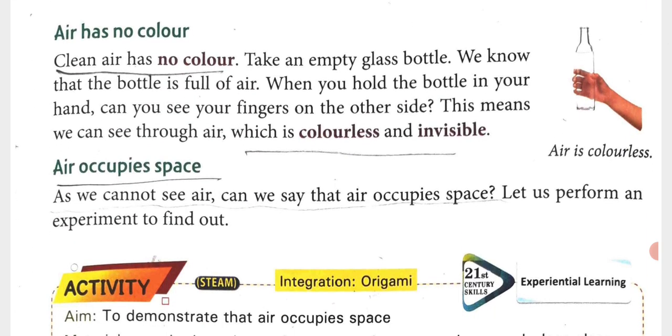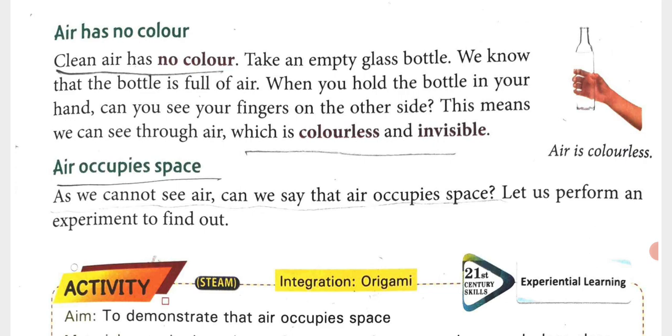The first property that we are going to learn is air has no color. Remember, clean air has no color. If it is polluted, if there is a lot of dust or smoke, then you can see some color there. But clean air has no color. How can we test it? Take an empty glass bottle, which is full of air. Hold the bottle in your hand and see your fingers on the other side. This means that it is colorless. The air that is inside is invisible. There is no particular color to it.